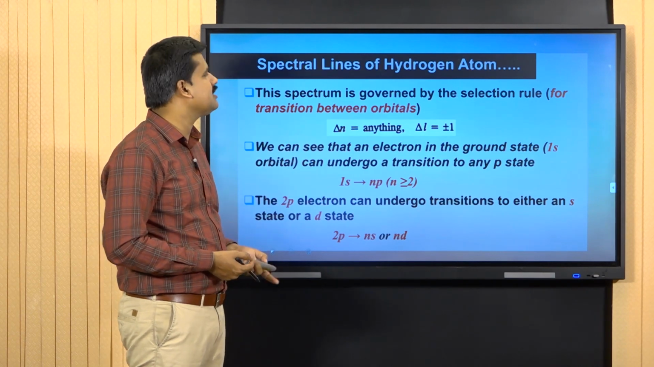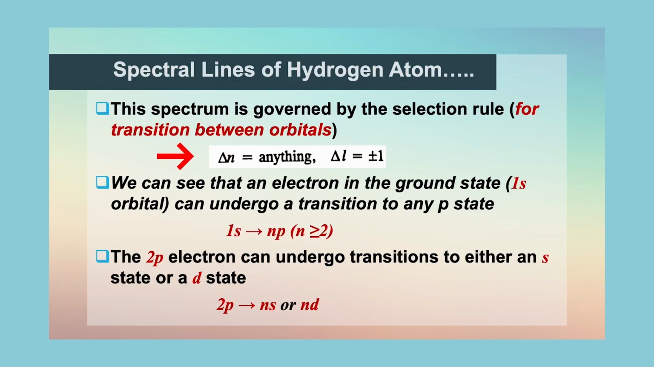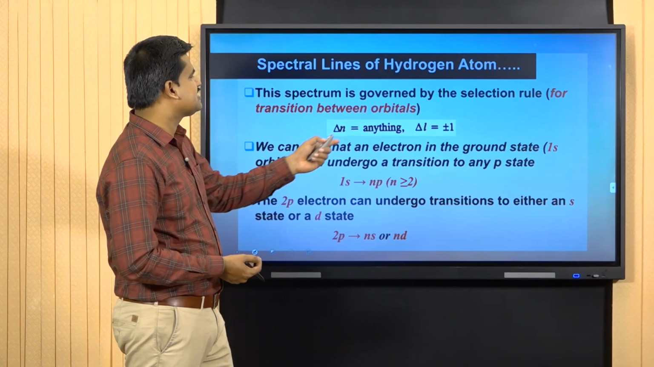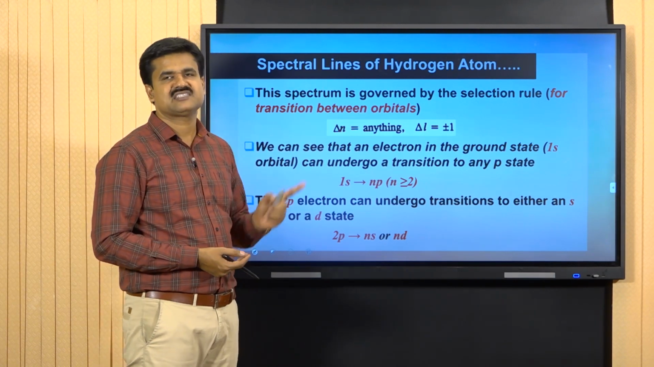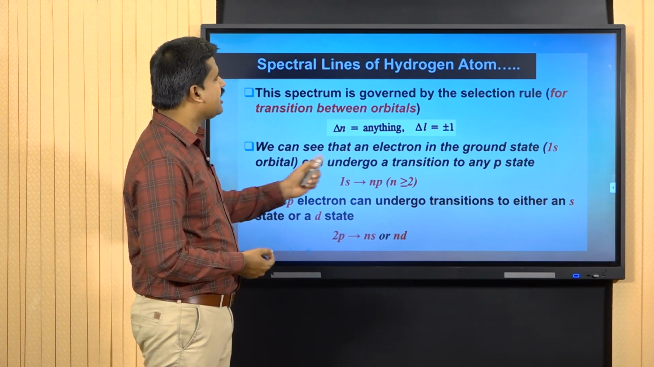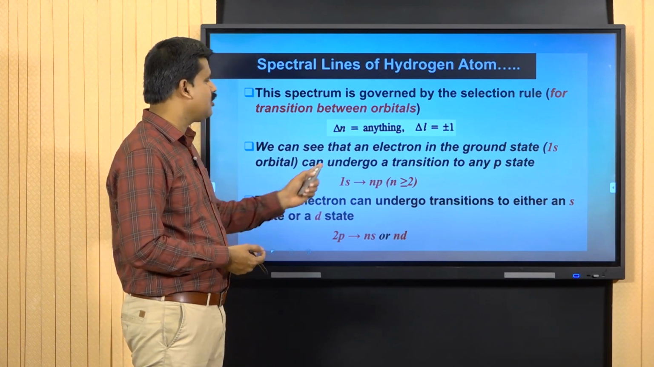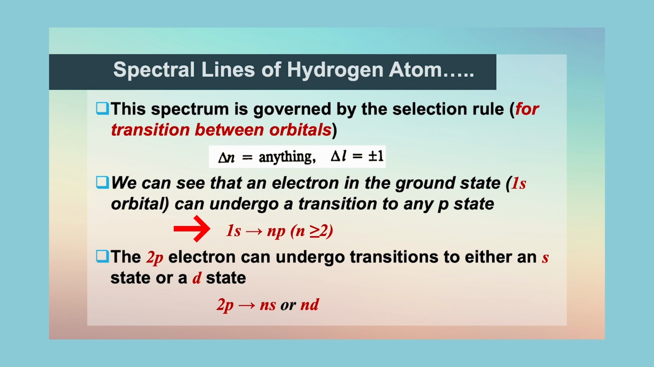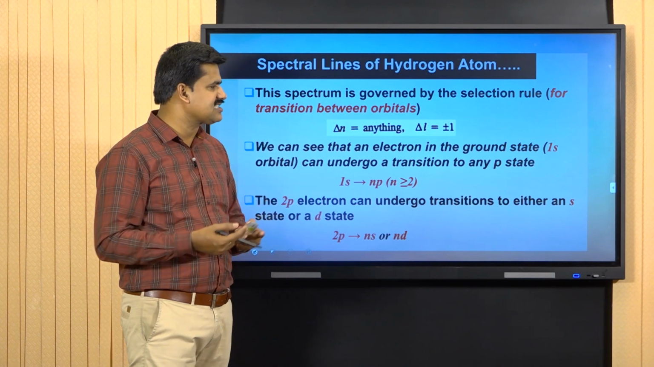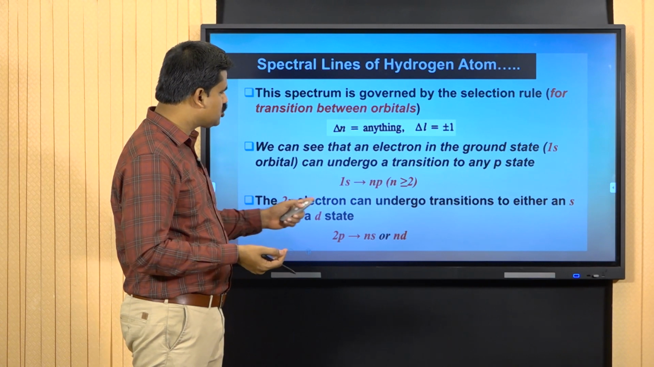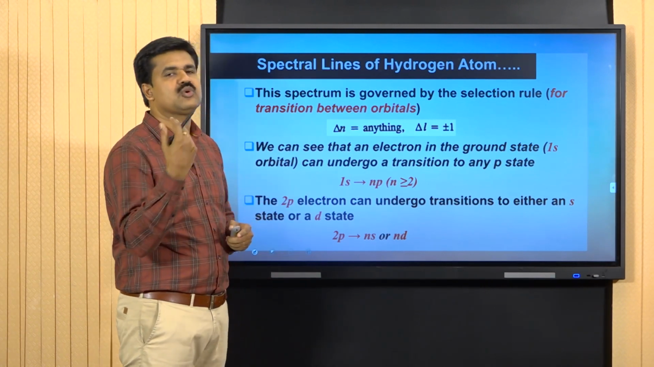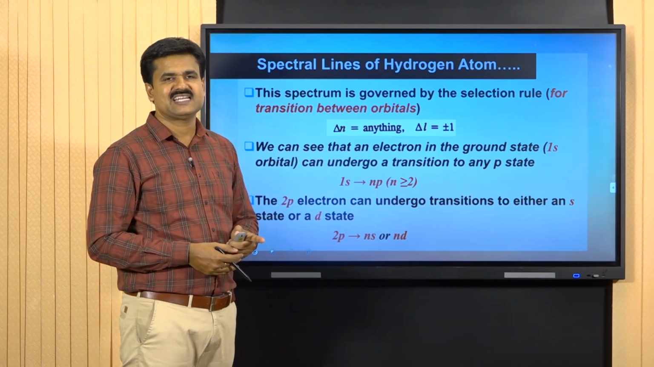This is the selection rule for transition in the hydrogen spectrum. Delta n is anything, where n represents the principal quantum number. Delta l is equal to plus or minus 1, where l is the azimuthal quantum number. We can see that an electron in the ground state, already present in the 1s orbital of hydrogen, can undergo transition to any p state, that is 1s to np, n greater than or equal to 2. The 2p electron can undergo transition to either an S state or D state. That is, the 2p electron can move on to an ns or nd state based on this set of selection rules.